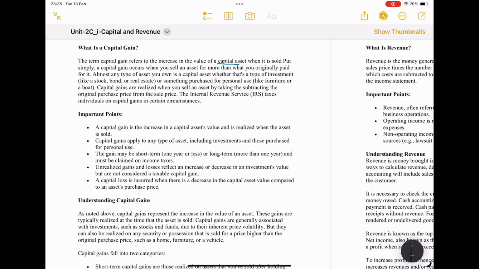For example, just read this point. The term capital gain refers to the increase in the value of a capital asset when it is sold, or in simple terms, capital gain occurs when you sell an asset for more than what you originally paid. For example, you purchased a building in your area 5 years back for around 50 lakh. Then you got a better job in a foreign country, so your entire family is shifting to the UK, for example.